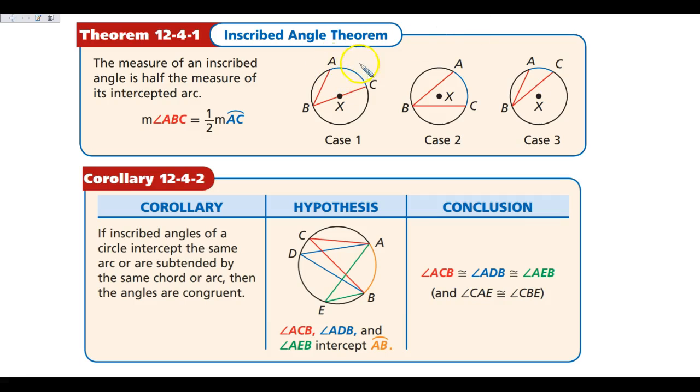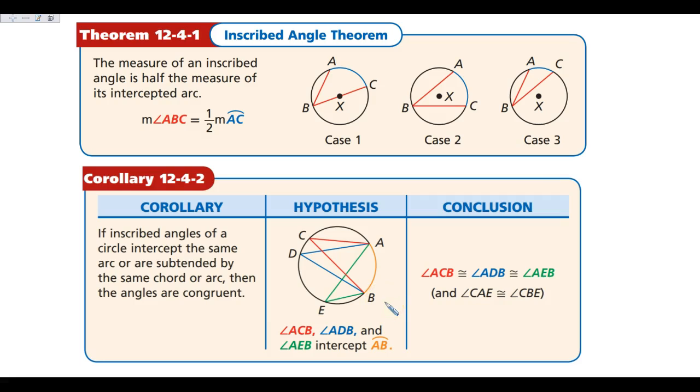And if arc AC is 100 degrees, then this angle is going to be half of that. So this angle here would be 50 degrees, okay? So that's all that this is saying: the inscribed angle is going to be half the arc. Now, if I have several angles intercept the same arc, look at my yellow arc AB here. If I look at my red angle, angle ACB, it intercepts arc AB. If I look at my blue angle, ADB, this intercepts arc AB. Then my green angle AEB also intercepts this same arc.